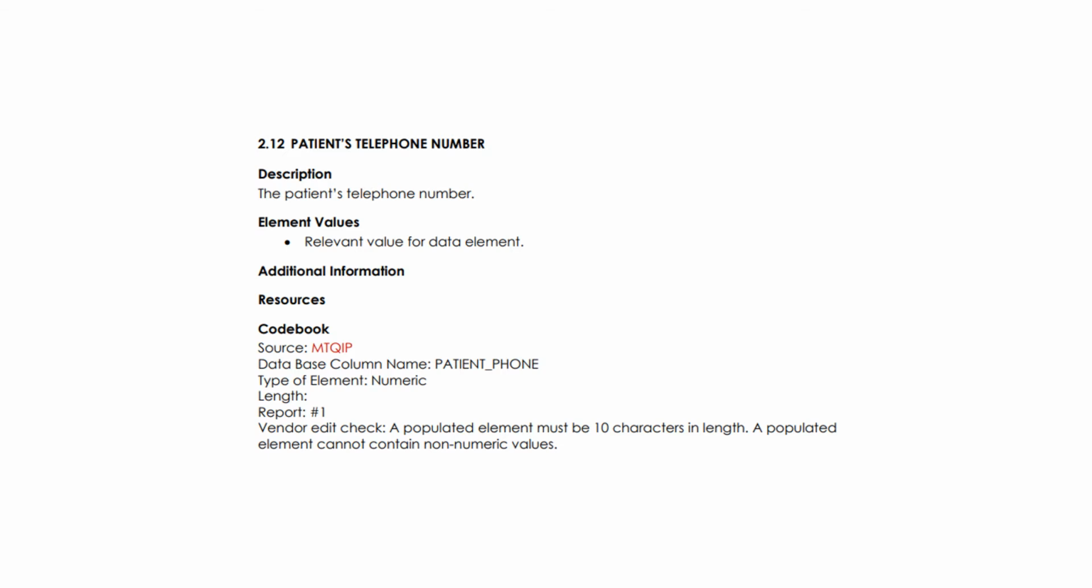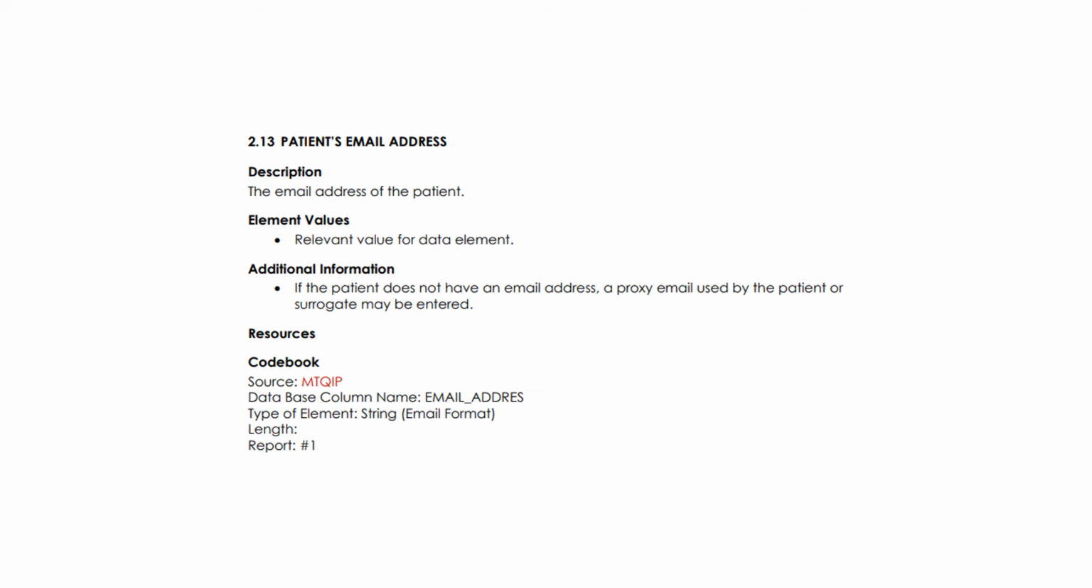The patient's telephone number refers to the patient's personal home or cell phone number. Patient's email address refers to the patient's personal email address or a proxy email used by the patient or surrogate, who is often a family member, if the patient does not have an email address of their own.